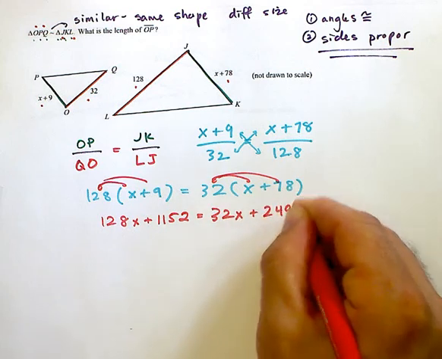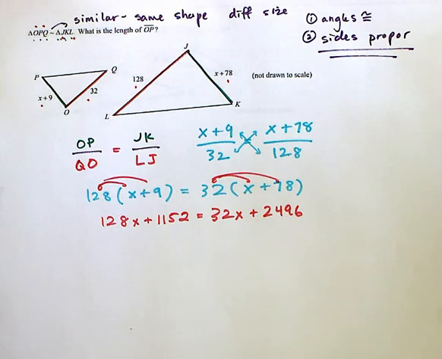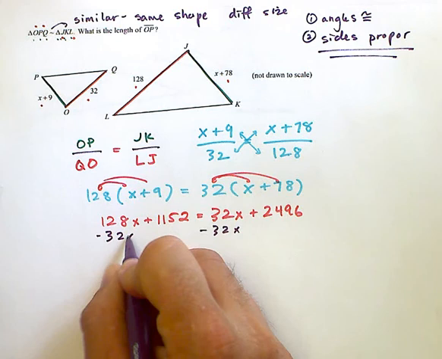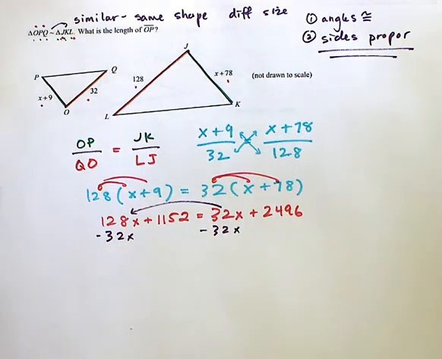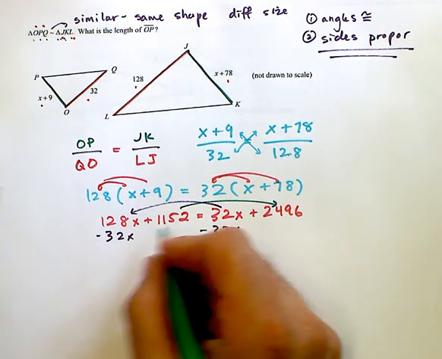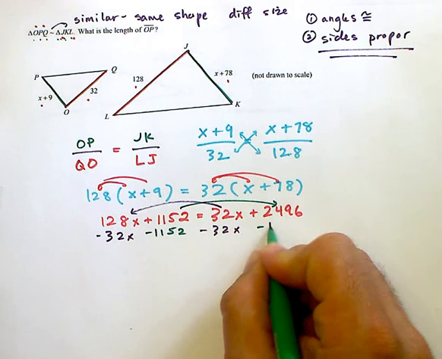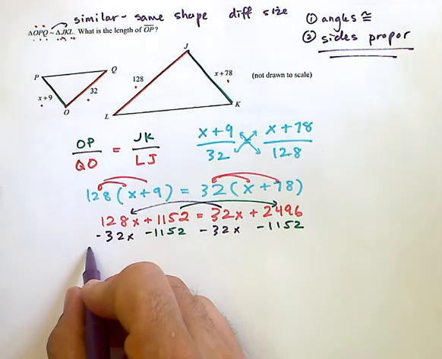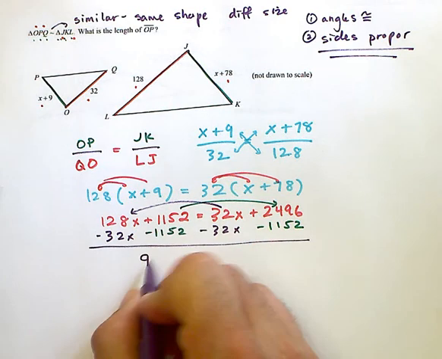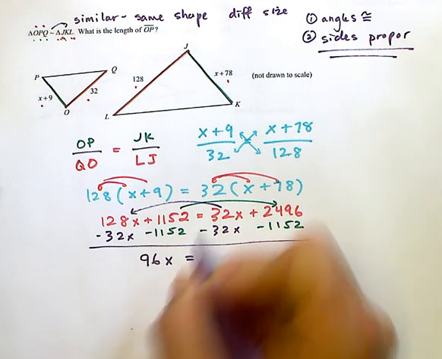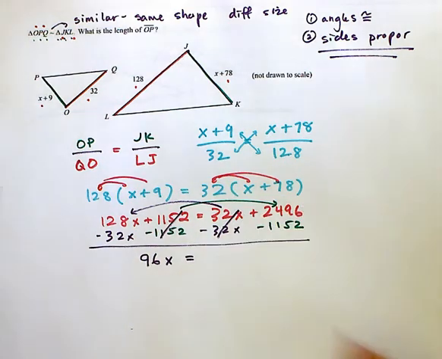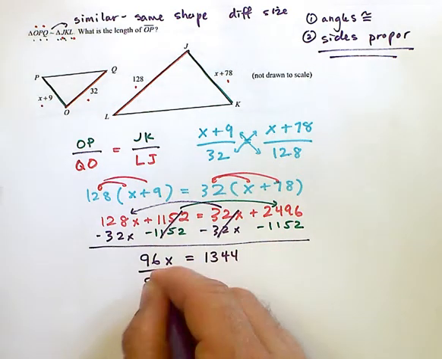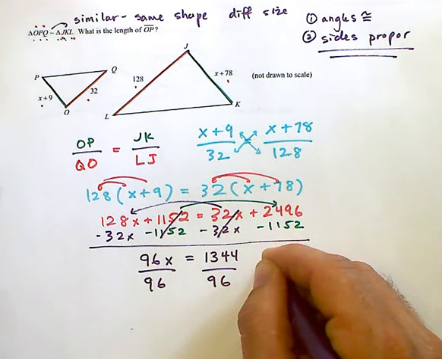Speed up the process. We want to get our letters to one side, so let's subtract the 32x from both sides. And if I'm moving my letters to the left, I'm going to move my numbers to the right here. So I could solve for x. Look at this whole thing all together. I'm going to get 96x is equal to 1,344. Divided by 96. X is equal to 14.